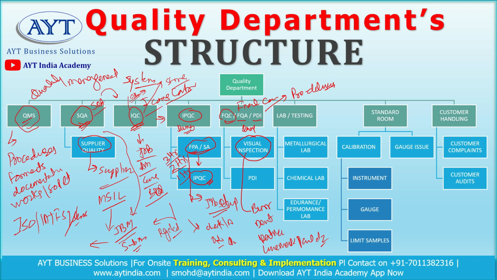Then the second stage is PDI, in which the quality inspector checks the product as per the final inspection standard. As per the final inspection standard, the quality person will check all the material. If he finds it okay, then the material is dispatched to the customer. Otherwise, hold the lot for quality segregation.